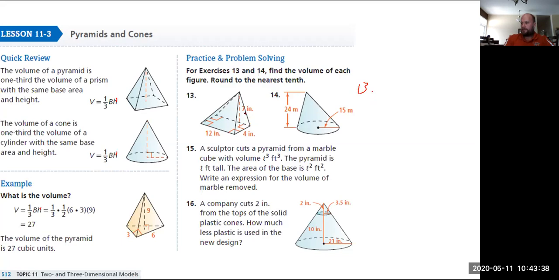For number 13, we have 12 by 4. So for our base area, we're doing that rectangle, that's a 12 by 4. If you want to find that first, you could. So we could say, all right, the base area here is 48.